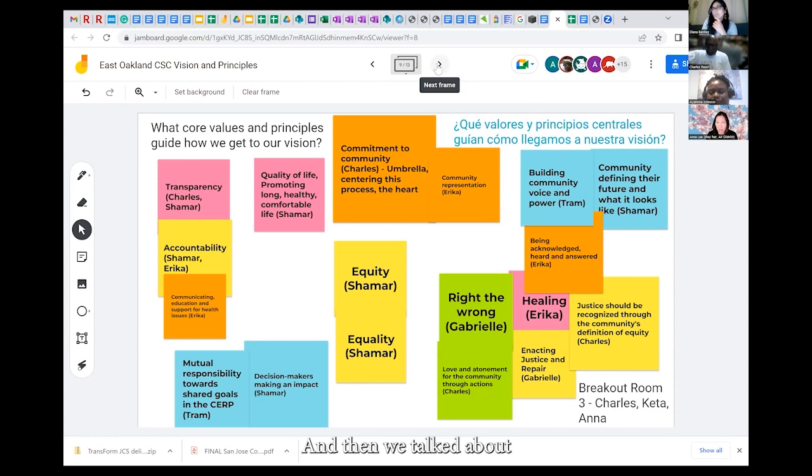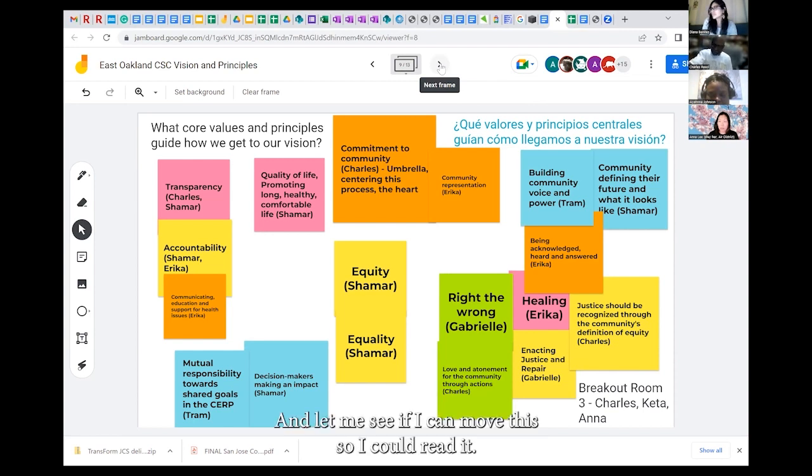And then we talked about what is justice without atonement. You can't say we're sorry without righting the wrong. And we want to be healed. We want to be whole again. And we want justice.